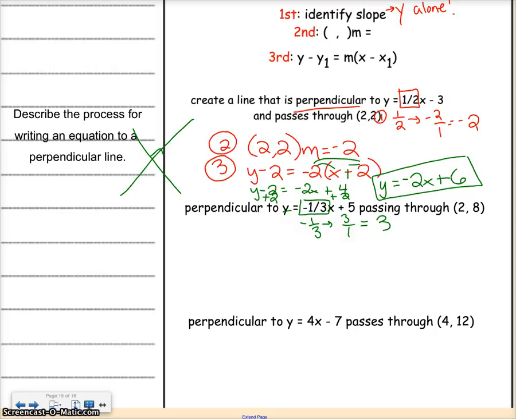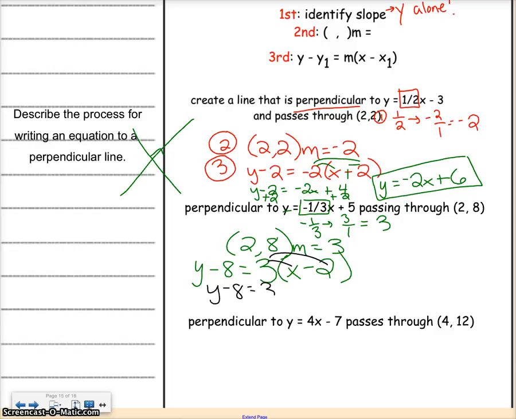So step 2, I use the point I'm given and my new slope, my perpendicular slope. And then step 3, you use point slope. y minus the y you're given is equal to your slope times x minus the x you're given. Okay? Then I'm going to distribute. y minus 8 equals 3x minus 6.